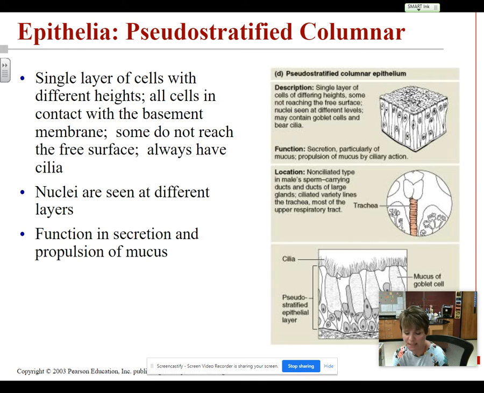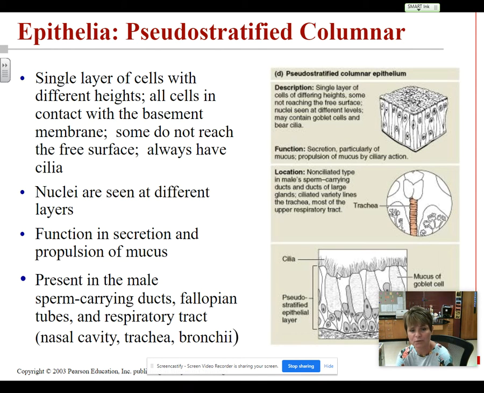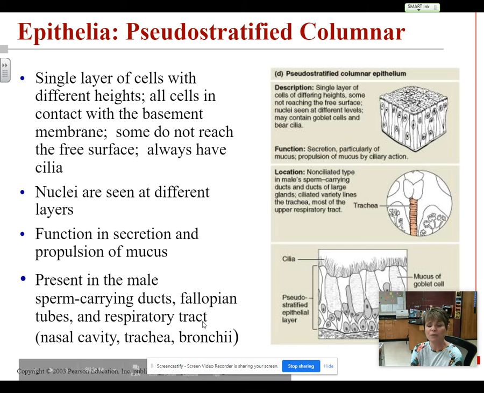in the passageway. So then what types of tissues have mucus? Well, think about your respiratory tract, lots of mucus. So you have lots of pseudostratified columnar in your respiratory tract, moving the mucus along. Also in the female fallopian tubes, you have pseudostratified columnar tissue. Those cilia are moving the egg down the fallopian tube to the uterus. In the sperm-carrying ducts of males, you have pseudostratified columnar that is helping to carry the sperm down the ducts to where it will be stored until ejaculation.